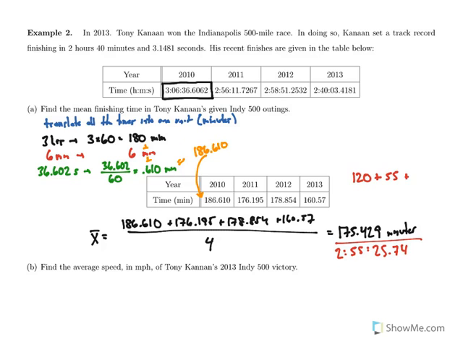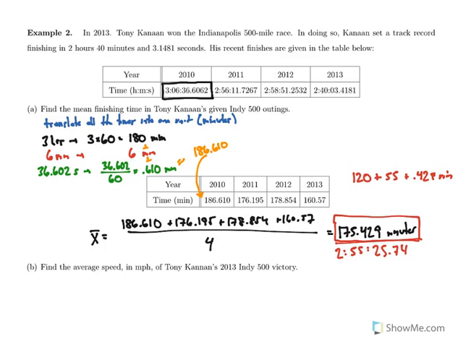55 minutes plus 0.429 minutes, 120 because that's 2 hours, the 55, and then 0.429 minutes, if we multiply by 60, will give us 25.74. But this 175 is a reasonable answer here.